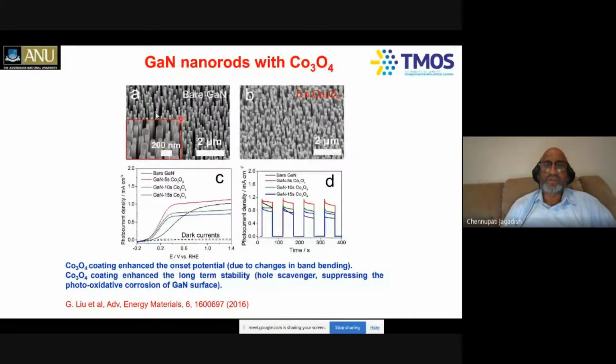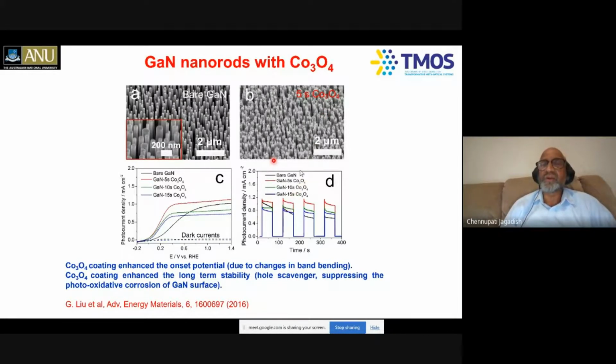This is the work of my student, Mr. Reddy, and he really looked at gallium nitride nanorods. Again, it's a top-down process, he etched these ones, and then looked at the photoelectrochemical process. But normally, gallium nitride is very difficult to etch. But even when you're doing this photocatalysis, we found that the stability is not very good, and we had to coat this with a cobalt oxide, which acts like a co-catalyst.